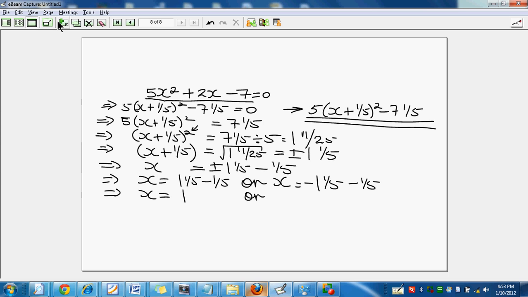Or, in this case, minus 1 and 1/5 minus 1/5 will be equal to minus 1 and 2/5. Right? Again, if you're not too sure about it, you have your calculator, just stick it in and you should get that. So these are the two possible values of x that they're looking for based on that relationship. Okay, so make sure you have that.